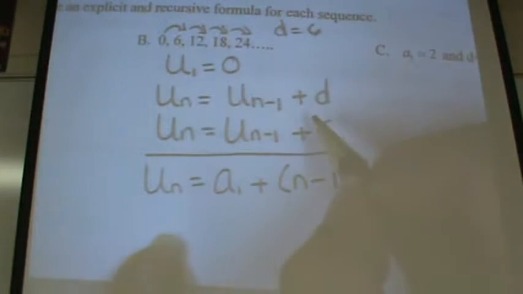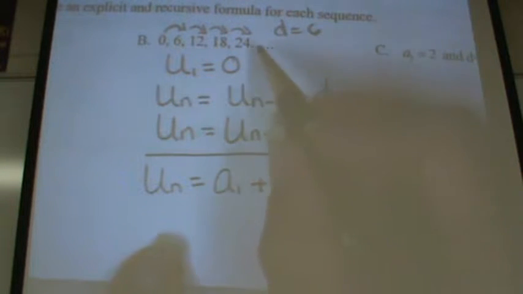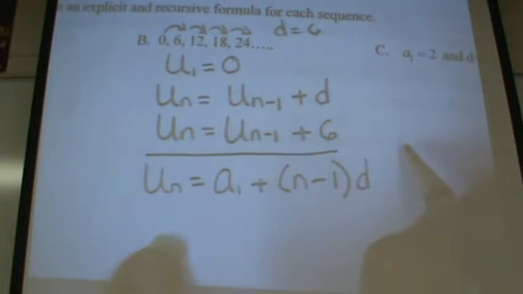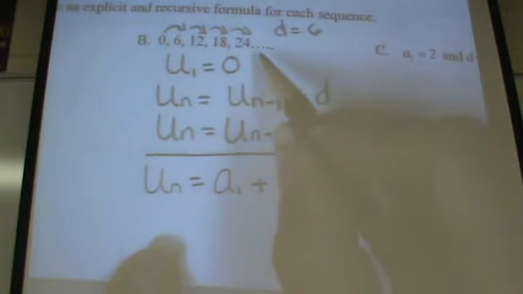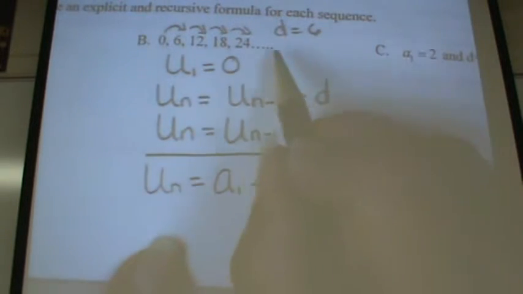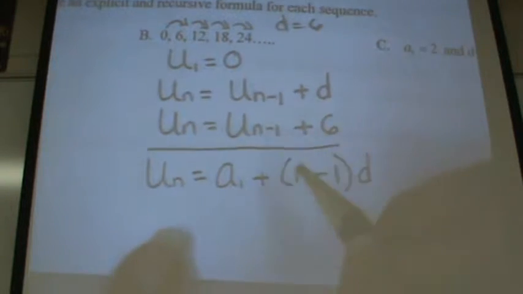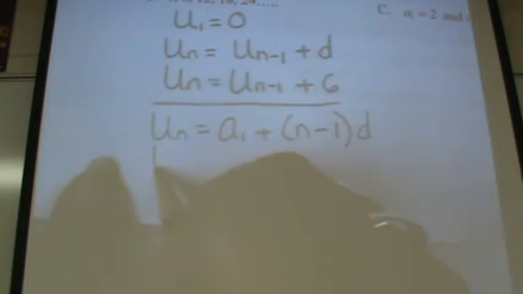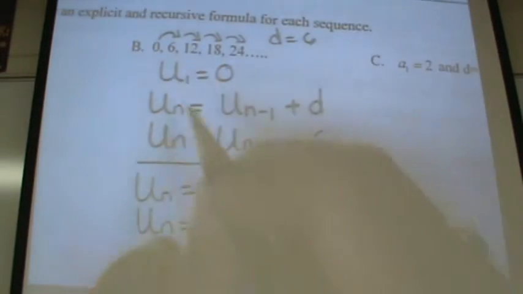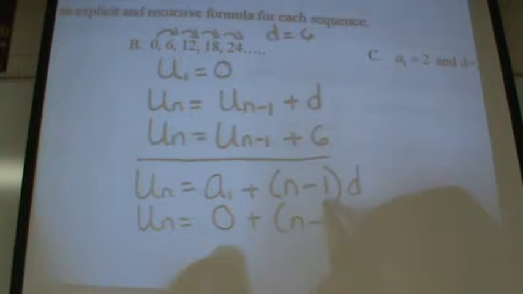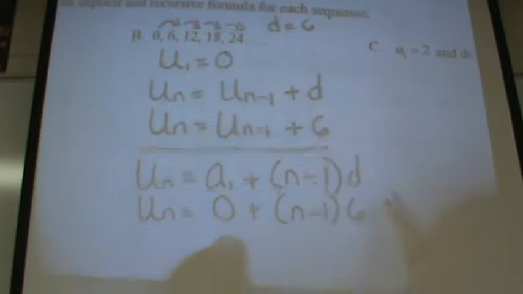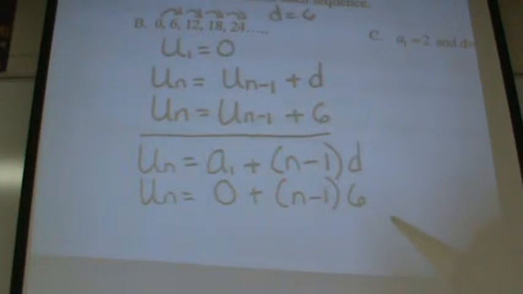Recursive is not a good formula if you want the 100th term, because you'd have to know the 99th term to get the 100th term. You'd have to add 6 to the 99th term. I'm not going to sit there and add 6 to each term to get to the 100th term. I'm going to jump right into this formula. You take your first term, which is 0 for this one, and you write n minus 1 times 6, and then clean it up. You can simplify that. So that's a little bit of what we did on Friday.